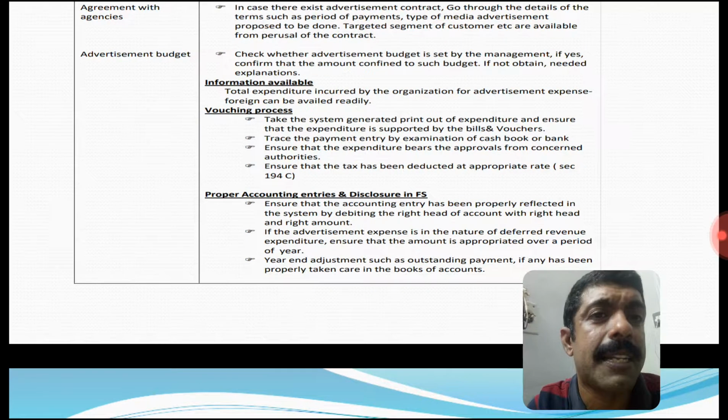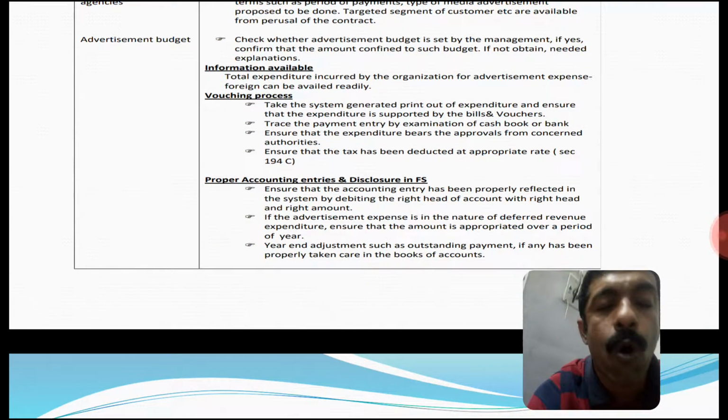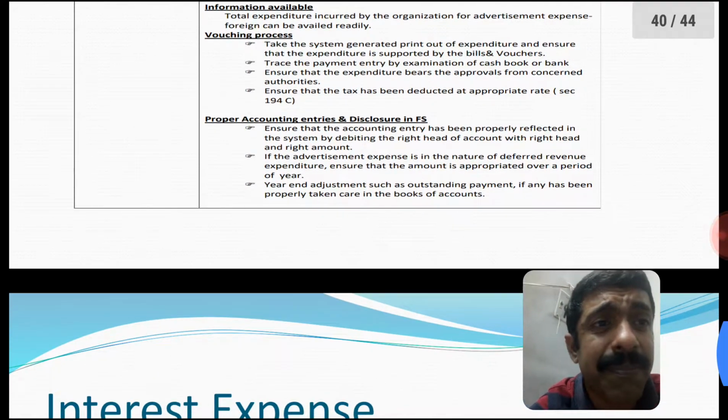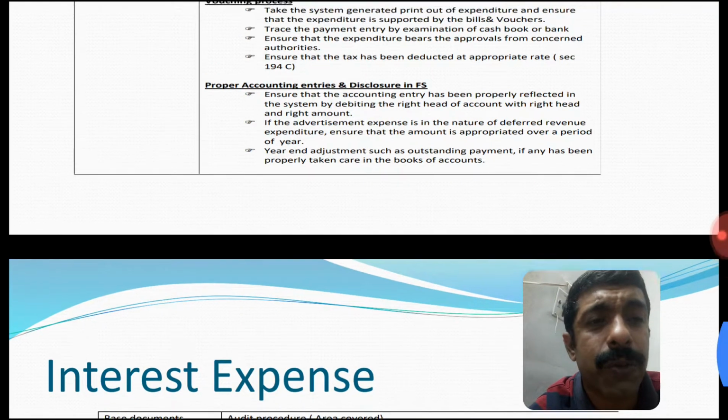Total expenditure in connection with the budget can be available. The vouching process is common. Only one specific aspect is the additional aspect. Then proper accounting and disclosure is also the common point.